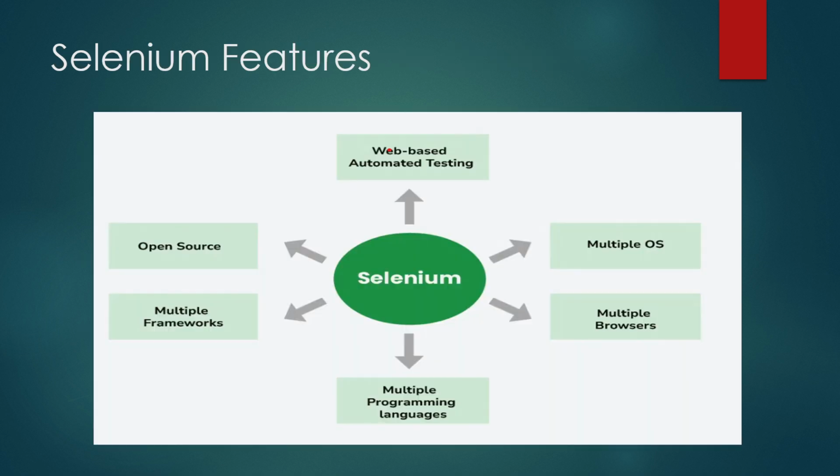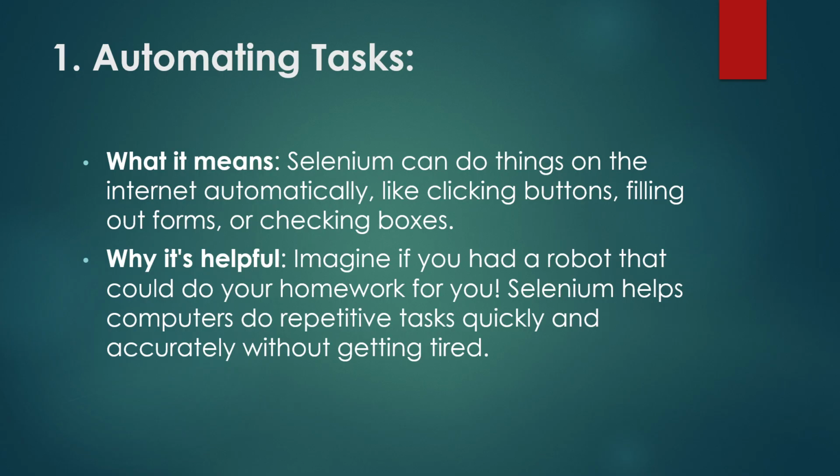And next is Selenium features. So you can see it has web-based automated testing, multiple operating systems, multiple browsers, multiple programming languages, multiple frameworks, and number one, which is open source. So let's talk about automating tasks. What it means: Selenium can do things on the internet automatically, like clicking buttons, filling out forms, or checking boxes. And why is it helpful?